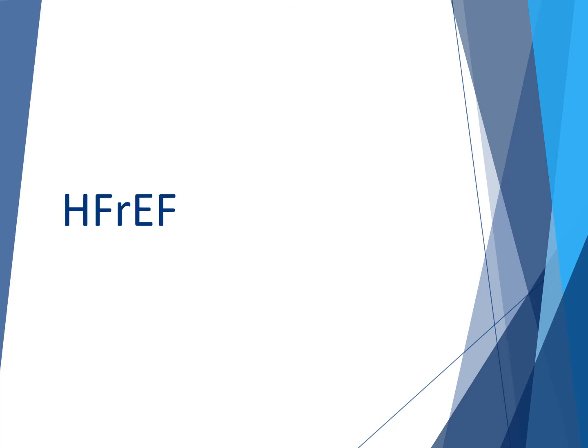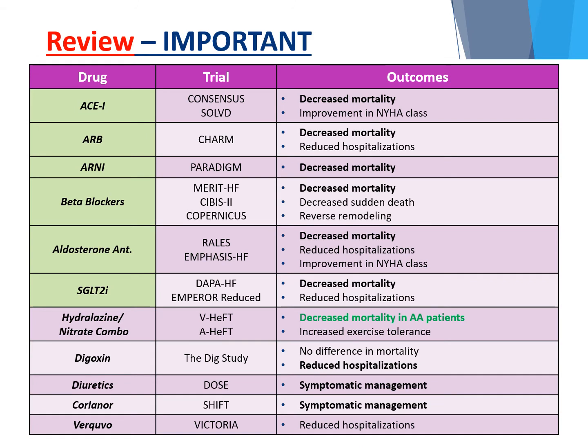So to specifically talk about heart failure with reduced ejection fraction, remember, reduced ejection fraction is defined as an EF of less than 40%, and I would commit this slide to memory. The medication classes that I've highlighted in green are the medications that have been shown to decrease mortality, and so therefore we really want to make sure that our patients are on these medications if they can tolerate them.